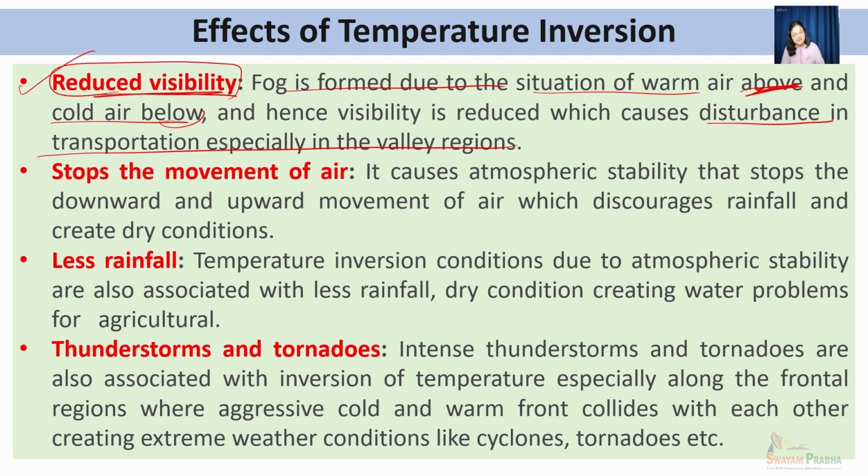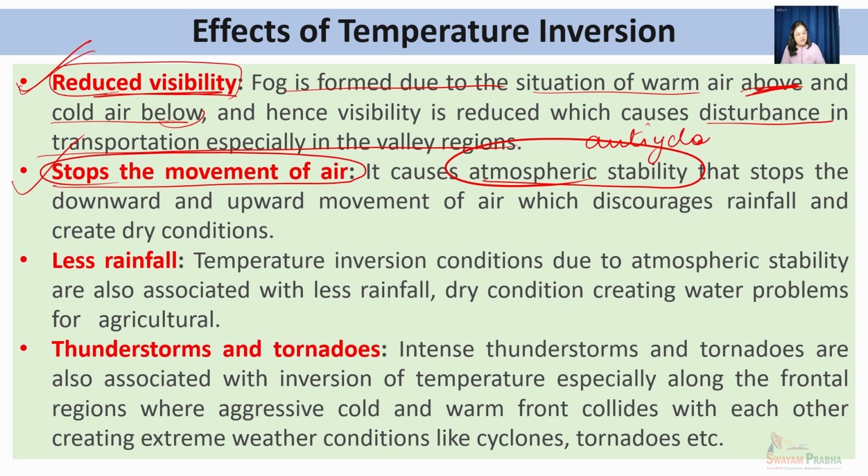So reduced visibility is another effect of temperature inversion, followed by another effect, which is static air, wherein, especially in the non-advectional temperature inversion, the movement of air is restricted. There is no movement of air, which leads to atmospheric stability conditions or anticyclonic conditions. We will be understanding what anticyclonic conditions are in detail in the coming slides, but just understand that in temperature inversion conditions, due to the atmospheric stability, the anticyclonic conditions are formed.